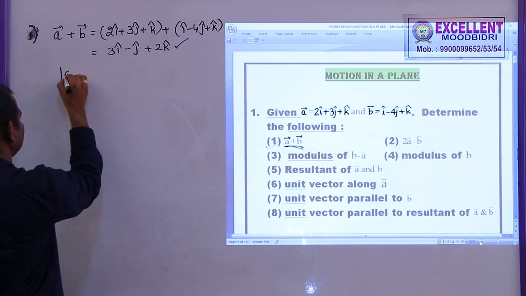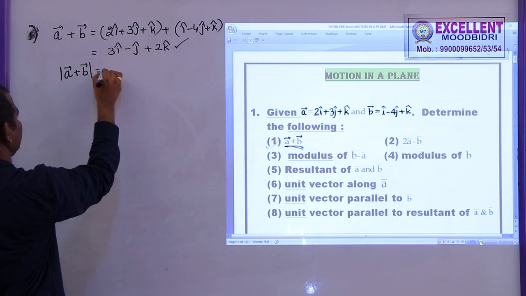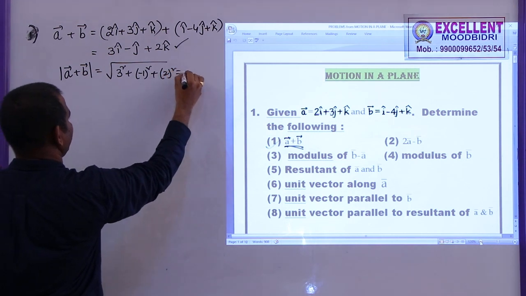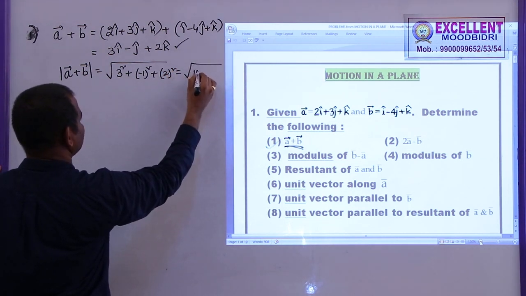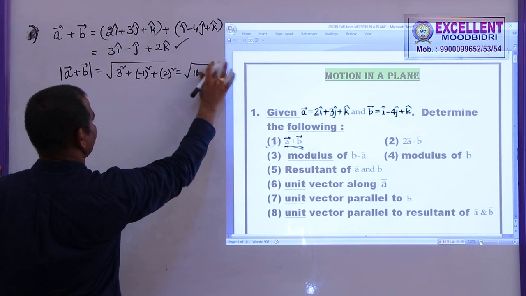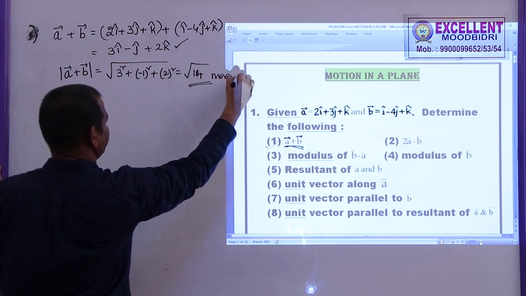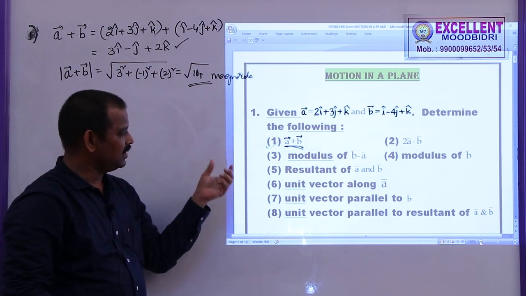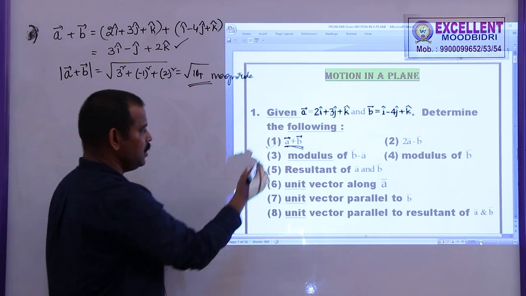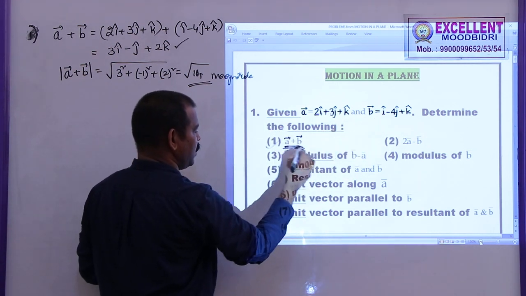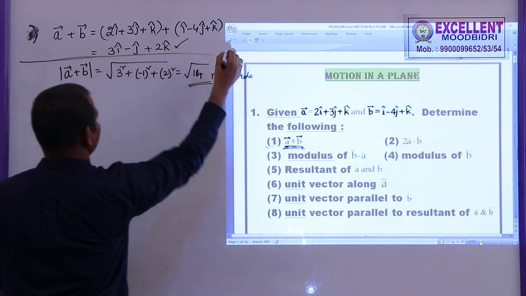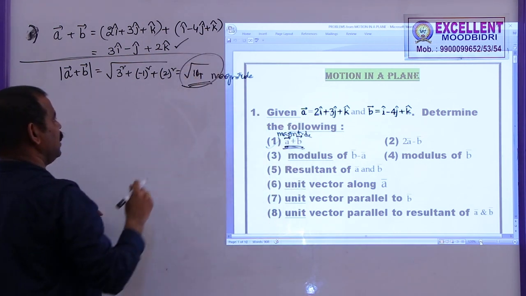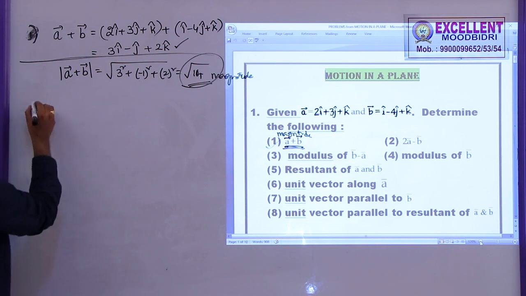Here itself, the magnitude of A bar plus B bar is given by 3 square plus minus 1 square plus 2 square, which is 9 plus 1, 10, plus 4, 14. So this is called the magnitude of A bar plus B bar. Please read the question carefully. Here they are asking us to determine only A bar plus B bar, so this is our answer. Suppose they ask you to find out the magnitude of A bar plus B bar, the answer will be root 14.